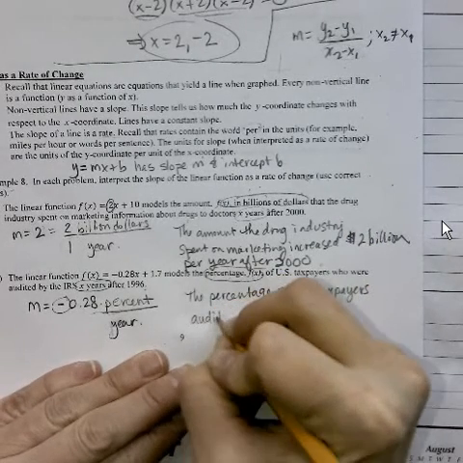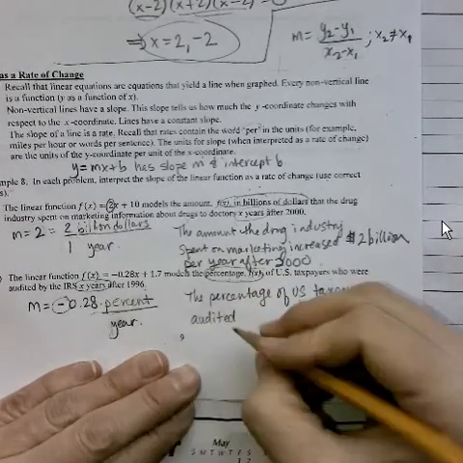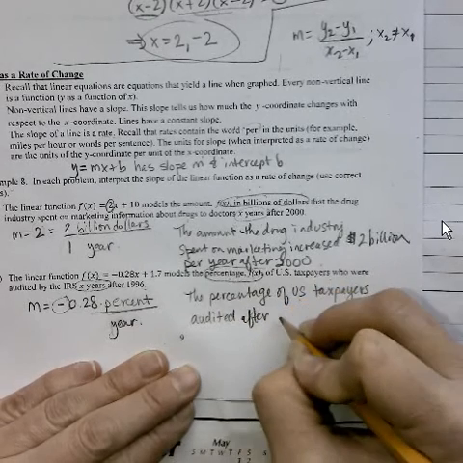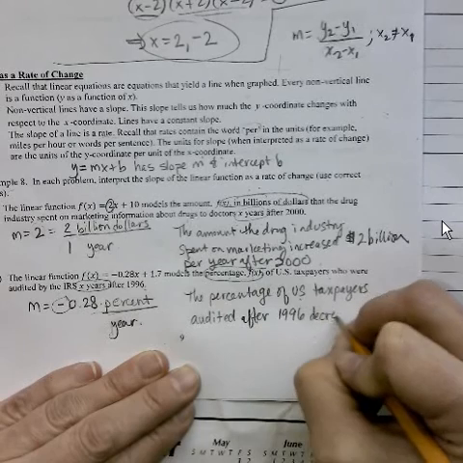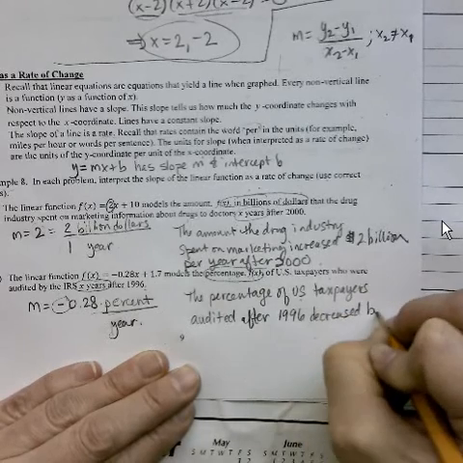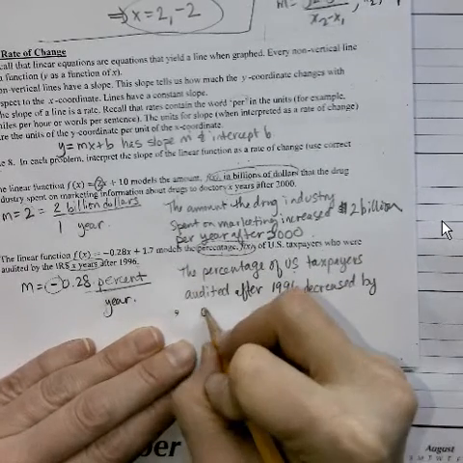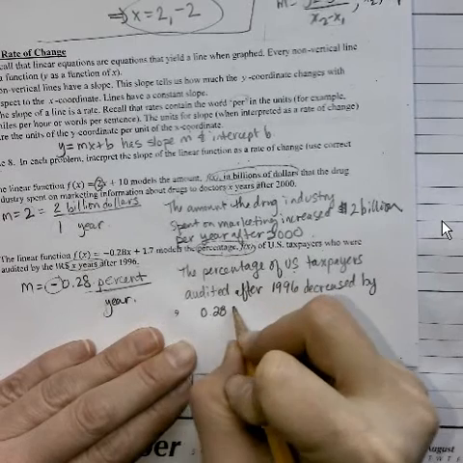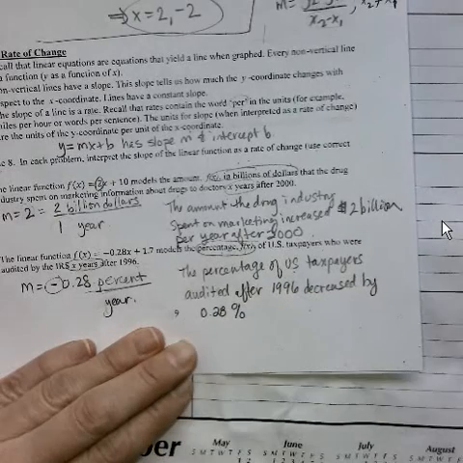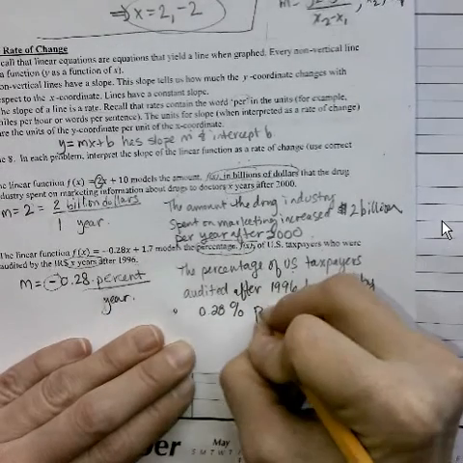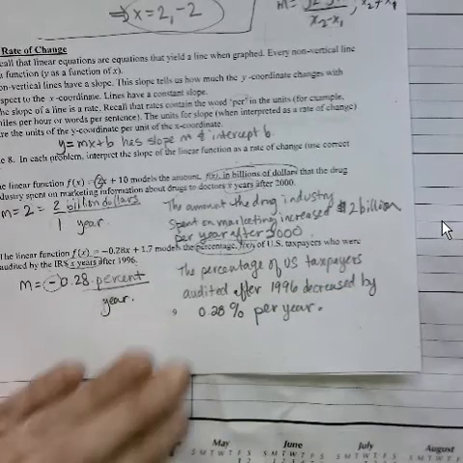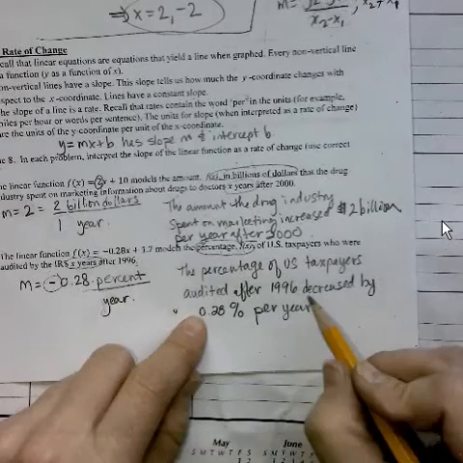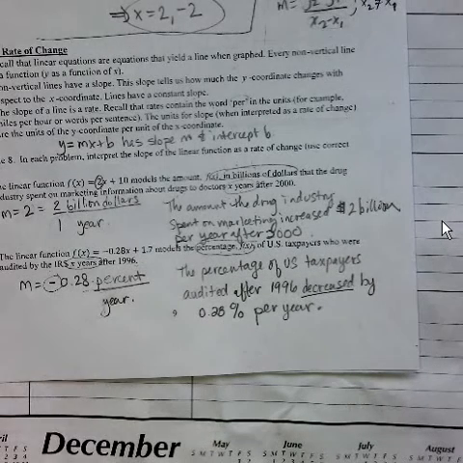Audited after 1996 decreased, that's the negative part, by 0.28%, I'll just use a percent symbol, per year. Okay, so I don't put the negative there because that's the decreased part. I've already taken care of it with the decreased.